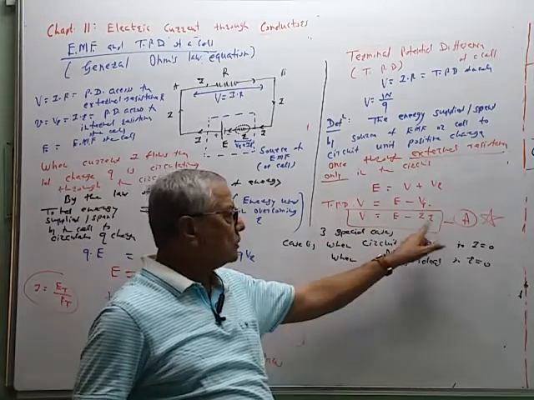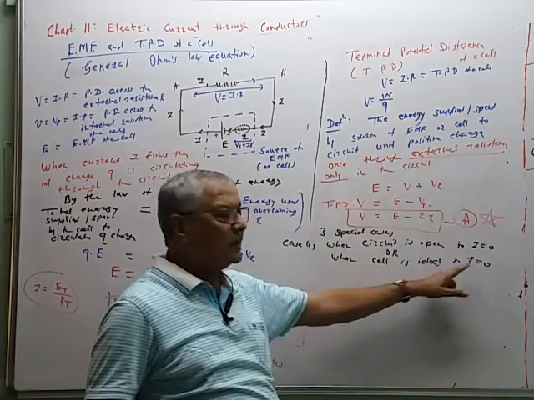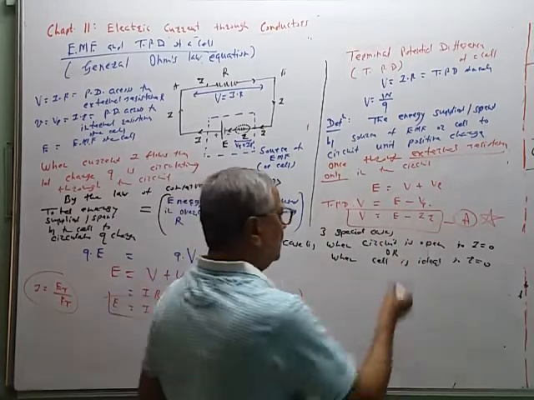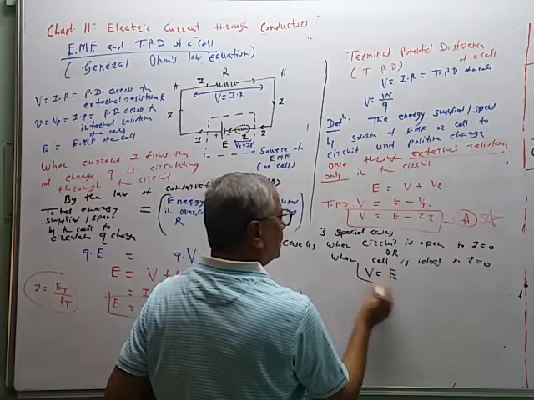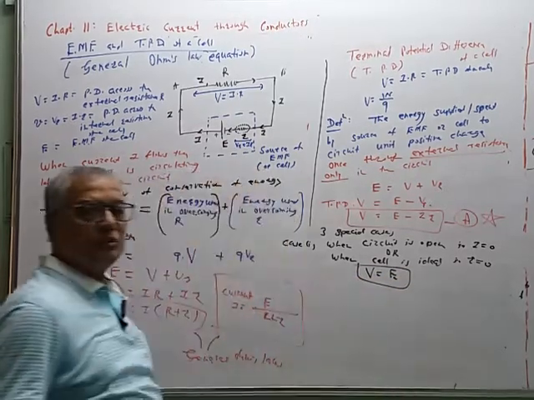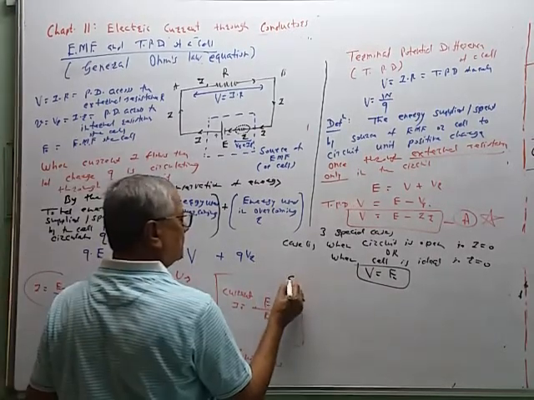So when the circuit is open, I is equal to 0, second term vanishes, it will become 0. Or when the cell is ideal, R is equal to 0, second term vanishes. So in both the cases, what is the result? V is equal to E. So TPD is equal to EMF of a cell. This is the case number 1. Very simple case.